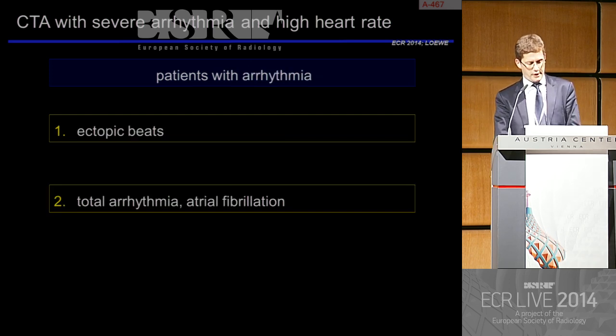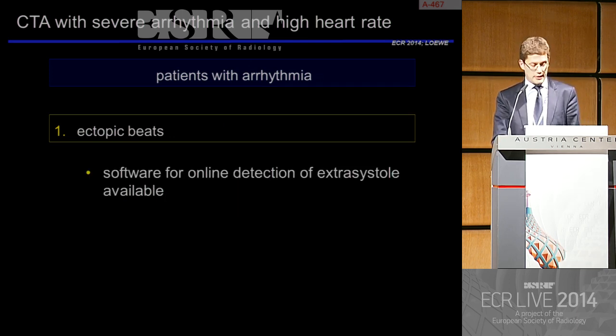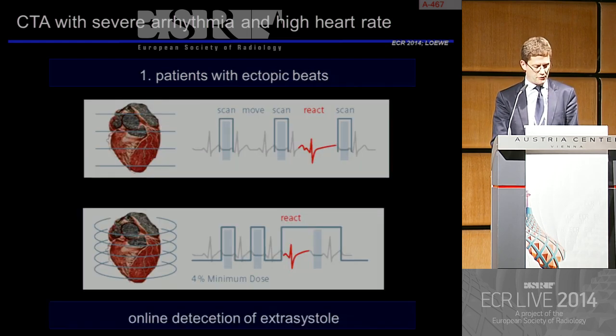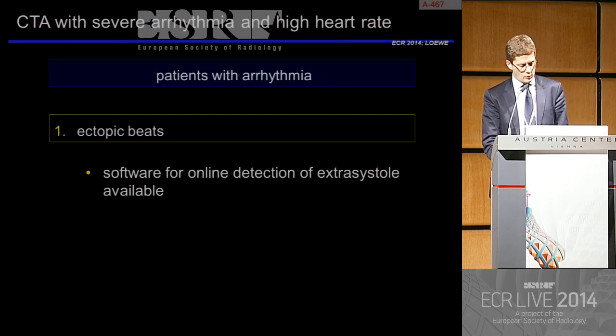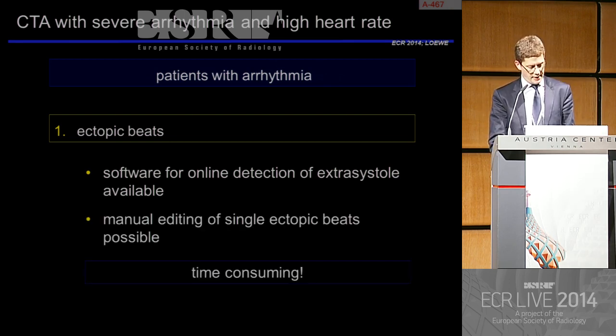What about patients with arrhythmia? And be sure that's the shorter part of my presentation. There is software for online detection of extrasystole available. It works pretty fine. That means that the scanner detects the extrasystole and will not move the table, will wait for the next normal heartbeat, and will repeat the scan at the same position. This is very helpful in patients with extrasystole to avoid any artifacts.